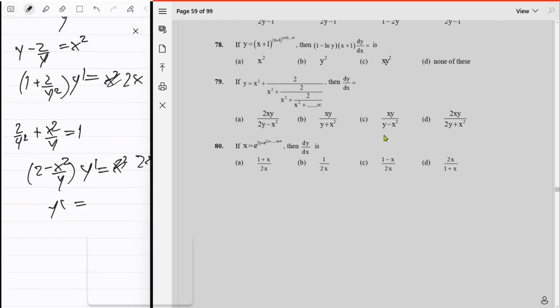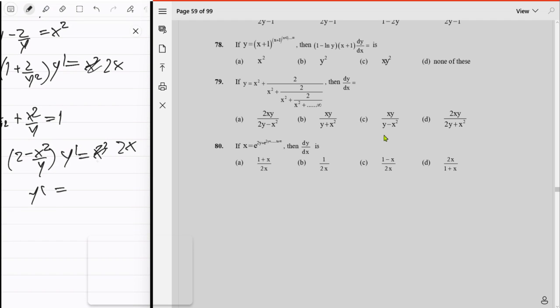Right, now what does that mean? y dash is just equal to 2xy upon 2y minus x squared. Cool. Which is, it's plus, right? No, no, it's minus, of course. So this, right? A is the answer.